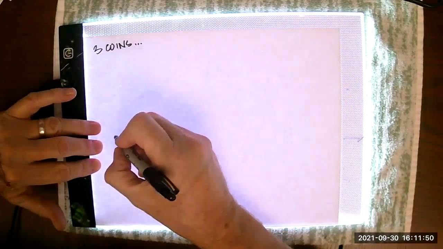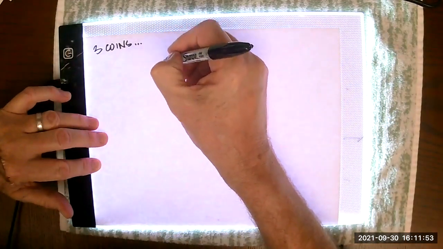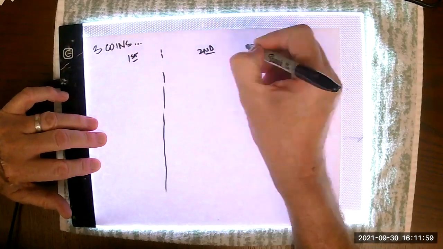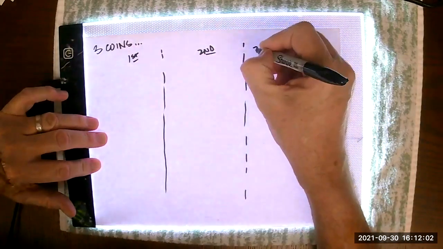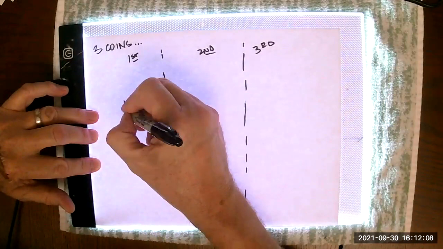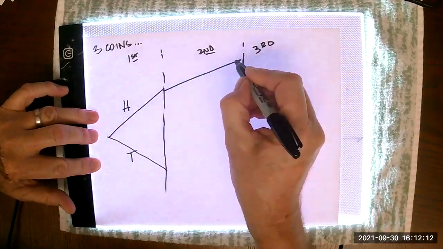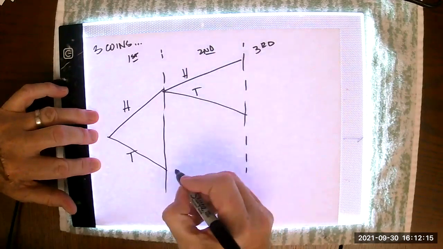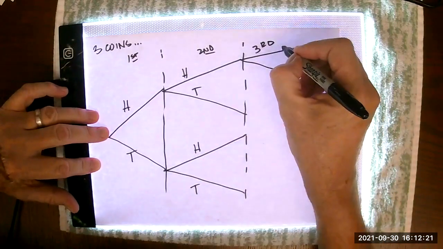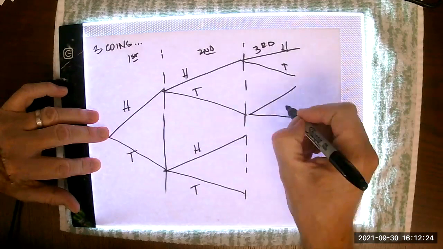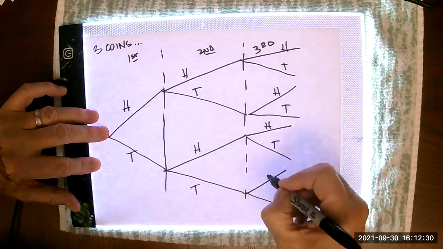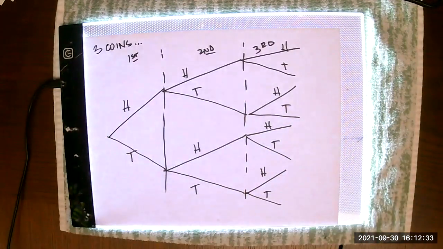It is truly one of scale. So I've got to flip my coin 3 times. I've got a first flip, I've got a second flip, and I've got a third flip. I have heads and tails, heads and tails, heads and tails, and then one last time, heads and tails. And again, it works the same way.